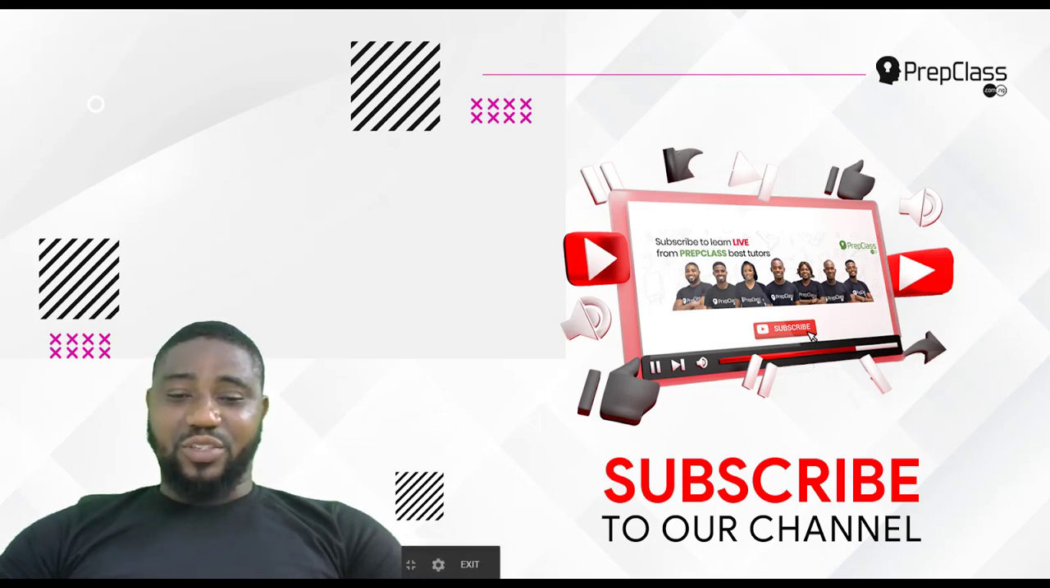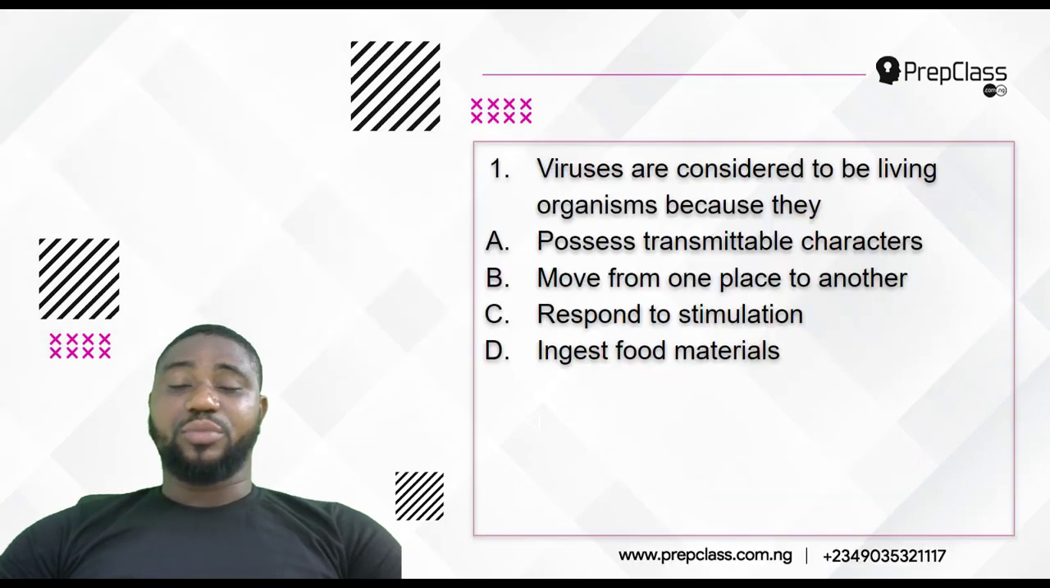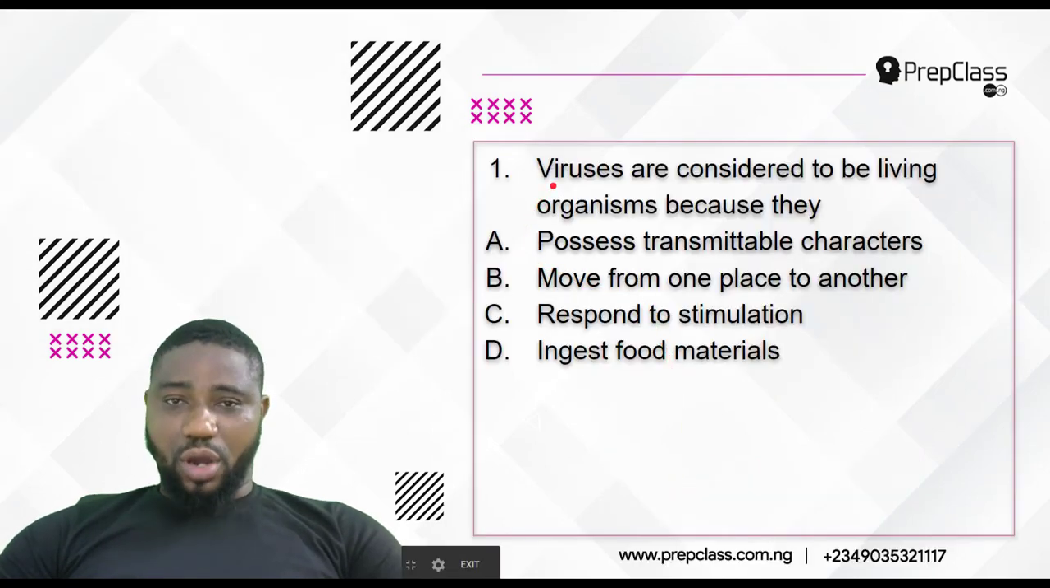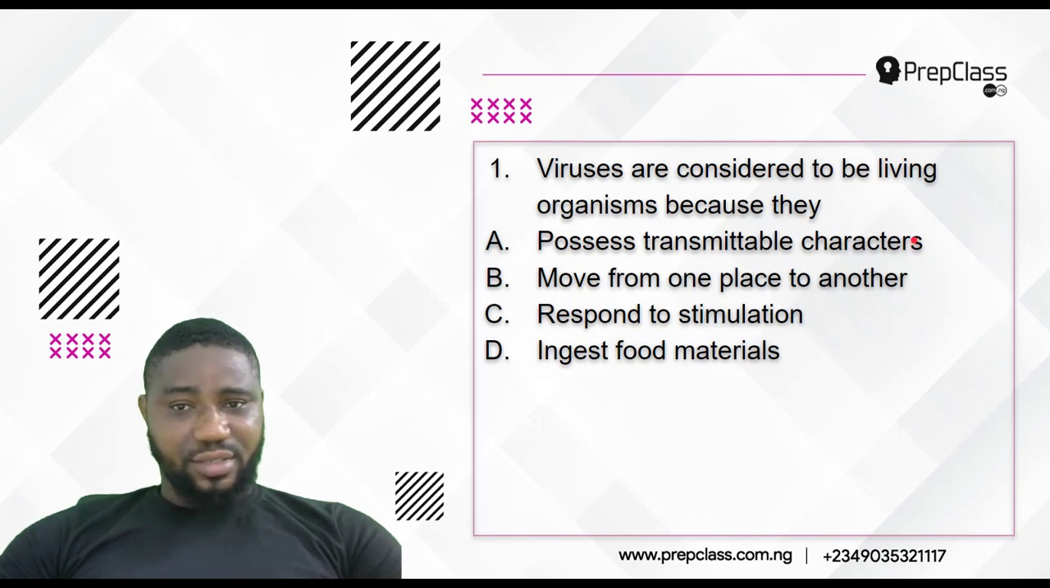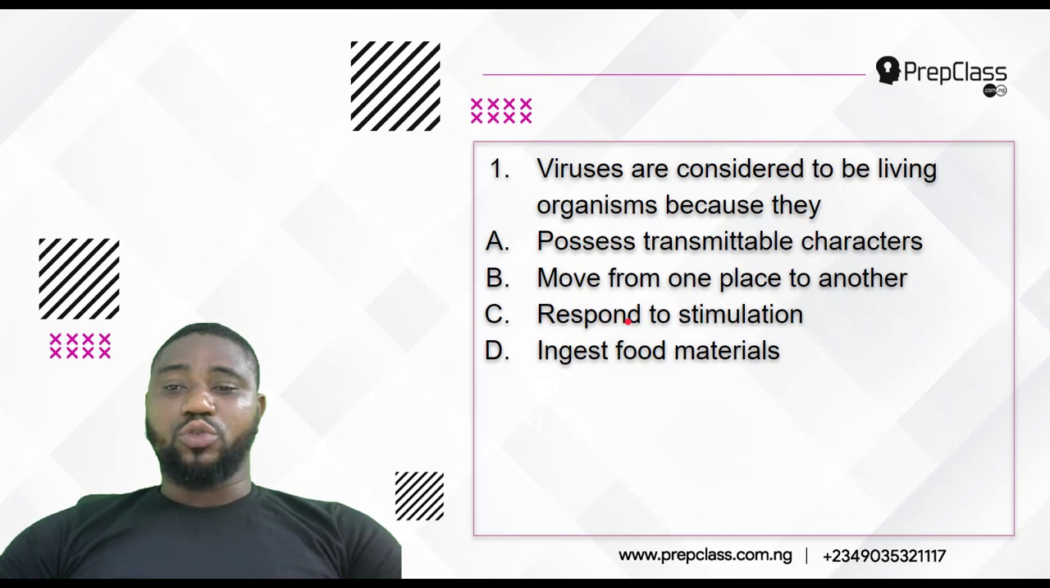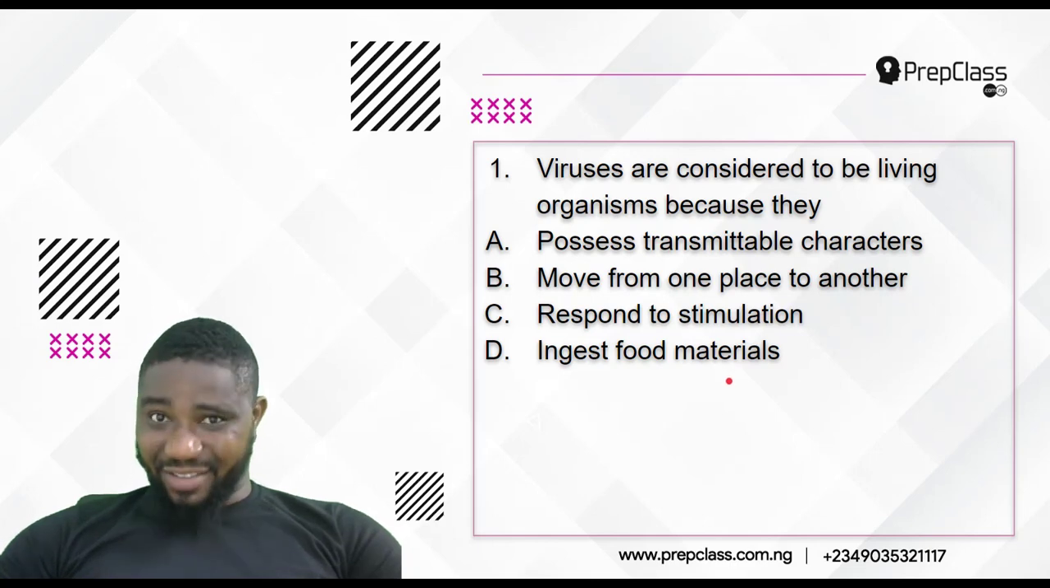Alright guys, having said that, we are going to kick off with this Jamb Biology 2018 and starting with question number 1. Number 1, viruses are considered to be living organisms because they possess transmittable characters? Is it because they move from one place to another? Is it because they respond to stimulation, or is it because they ingest food materials?